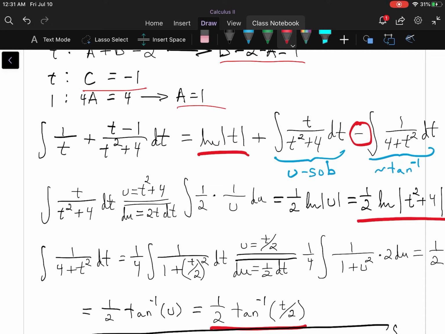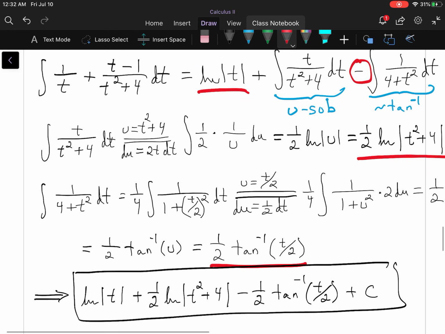The second integral is essentially an arctan, and you need to figure out arctan of what. And so this first integral I did next using u substitution with u equal to t squared plus 4. And I solved, and I got 1/2 the natural log of u, which is 1/2 the natural log of t squared plus 4. The last integral of 1 over 4 plus t squared, I brought a 1/4 out, which gives me a new denominator of 1 over 1 plus t over 2 squared.